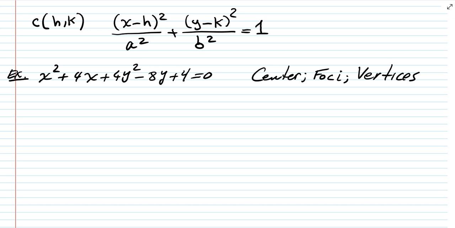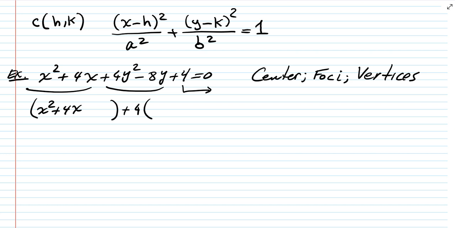So how are we going to do this? Well, I need to get the HK form. That means I need to group my x's and y's together. The number, we're going to shift it to the other side. So once I group them together, and remember, we're about to complete the square, right? So in anticipation of that, I'm going to factor 4 from y squared and 4 from 8.